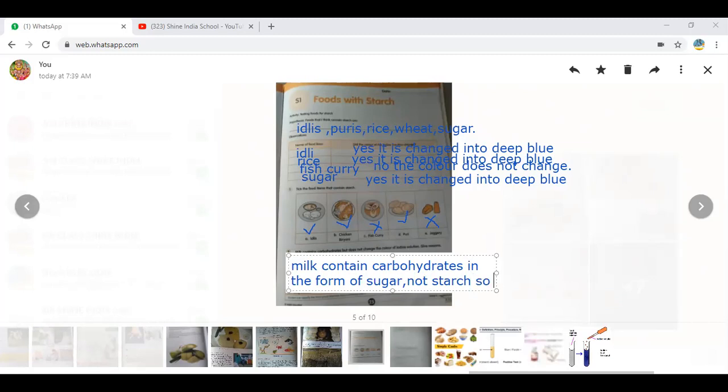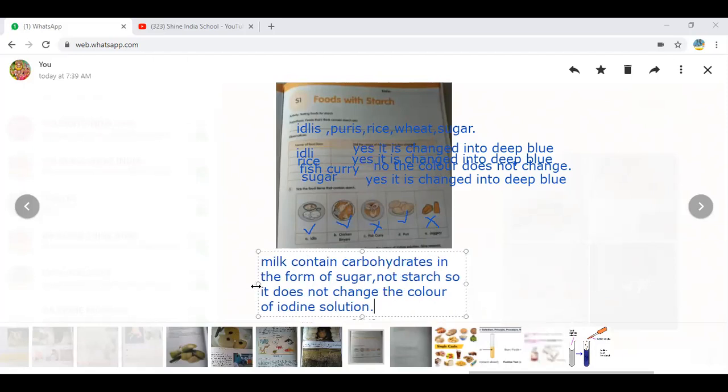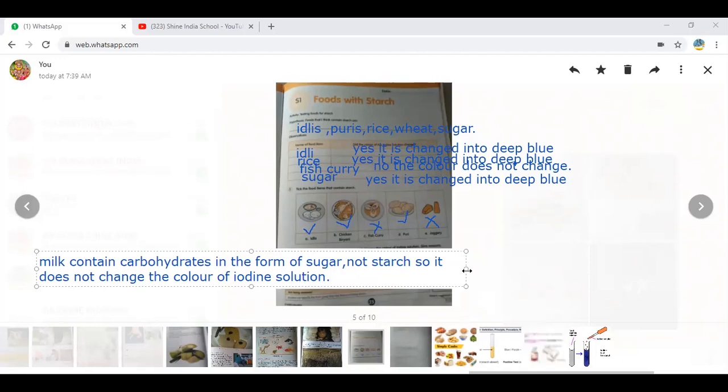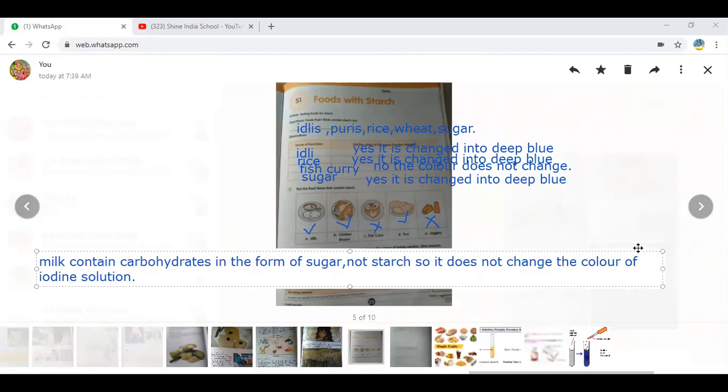So it does not change the color of the iron solution. In the same manner for the jaggery also, we are having the calcium in it, and we can say the food items are mostly converting into the starches, so it may not be a carbohydrate. It cannot be called a carbohydrate. Yes. I hope it is clear for you children, the worksheet.